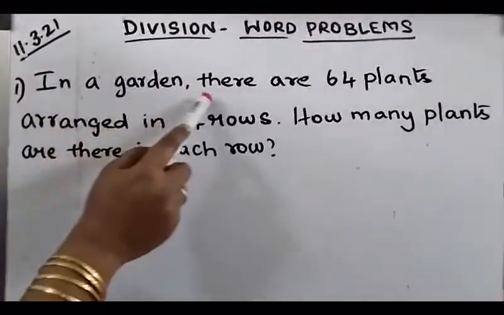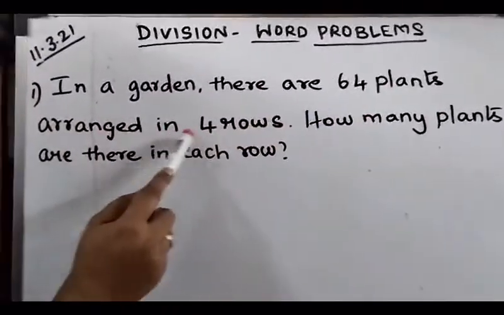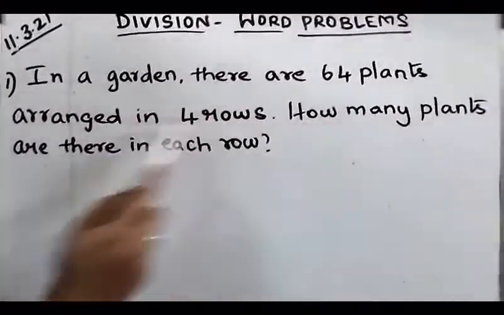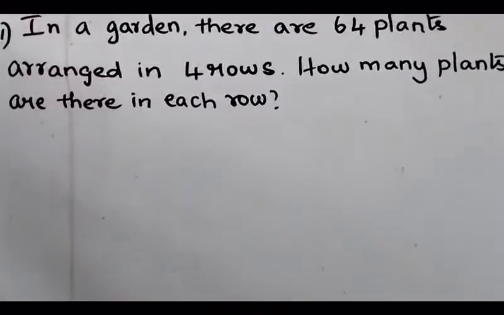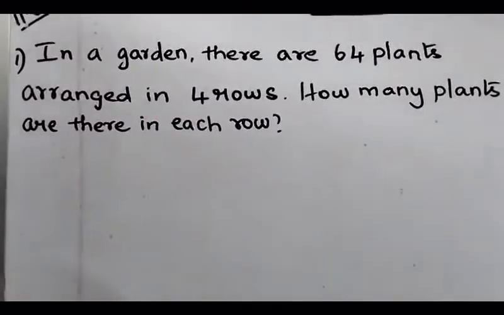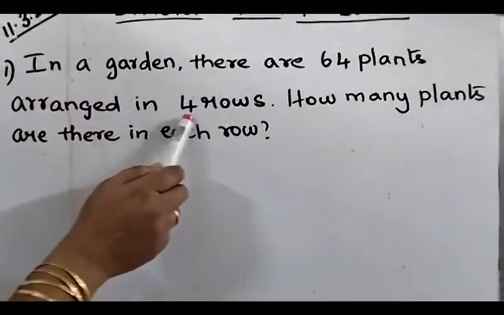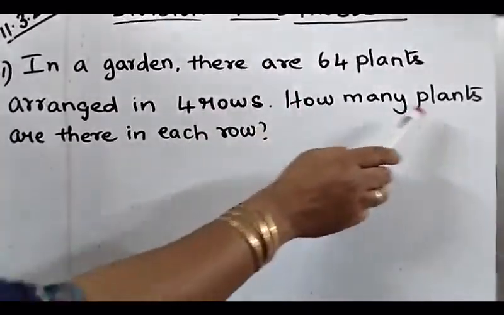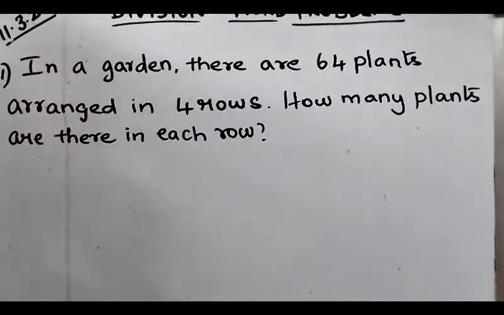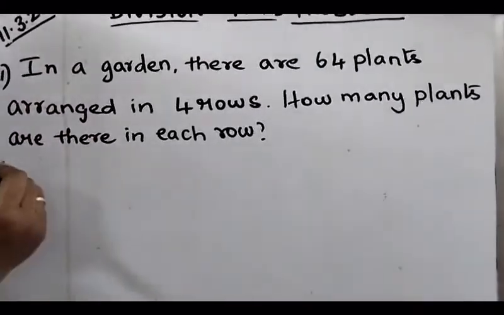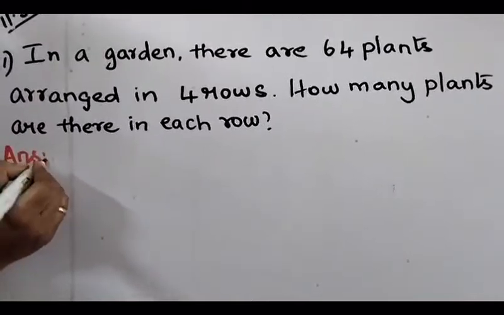In a garden, there are 64 plants arranged in 4 rows. How many plants are there in each row? So, there are 64 plants in a garden and they are arranged in 4 rows. How many plants are there in each row? So, we have to find out how many plants are there in each row. Let's move on to the answer, children. Answer.